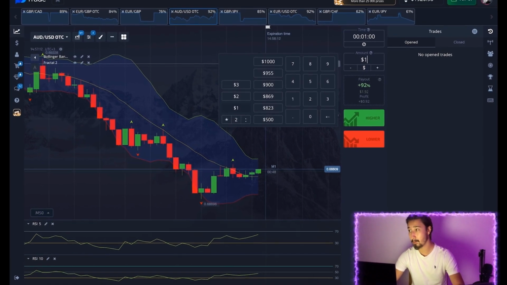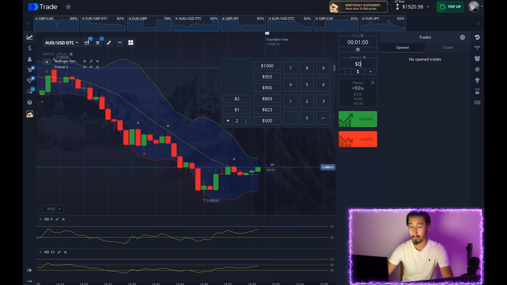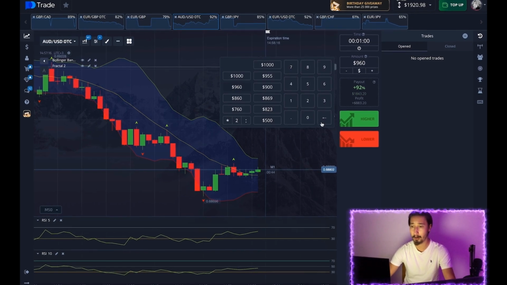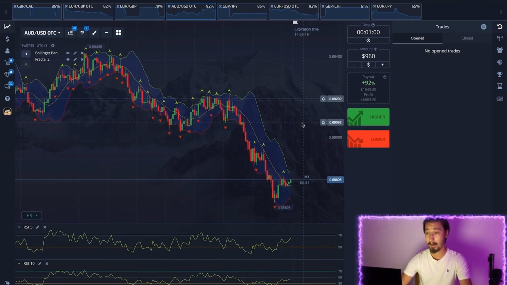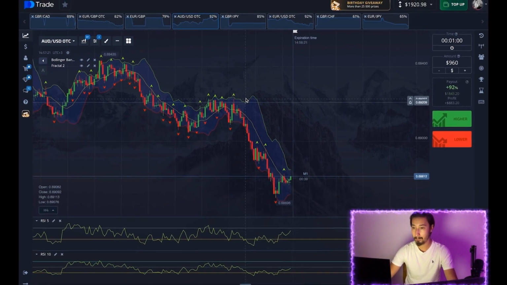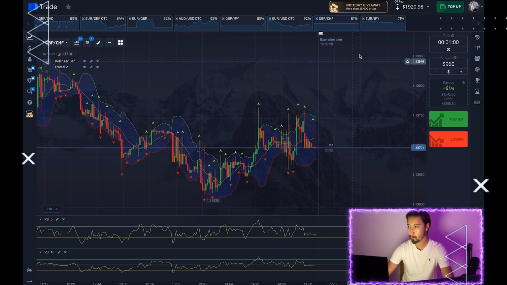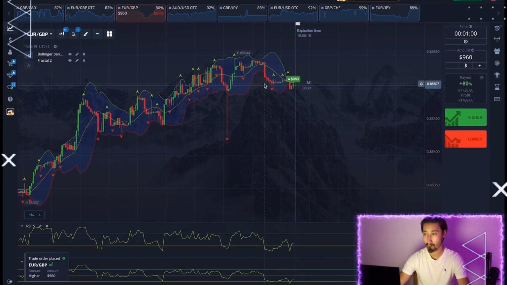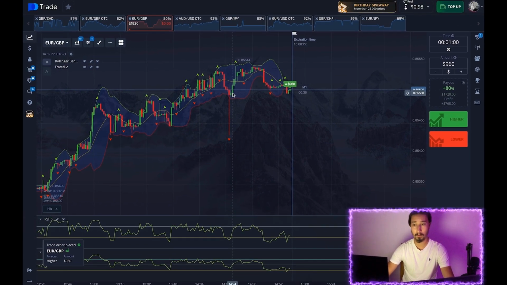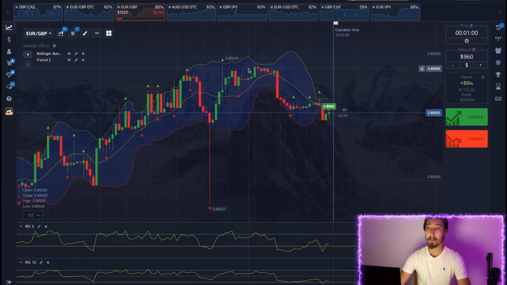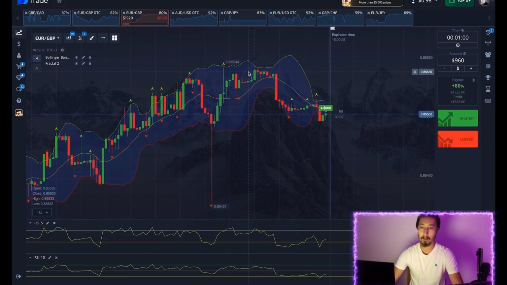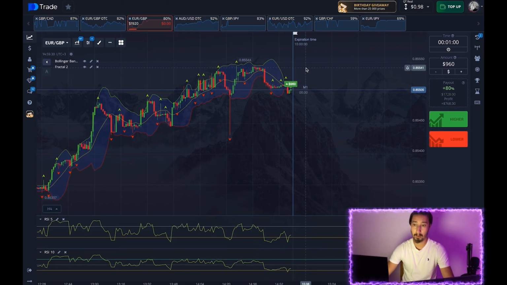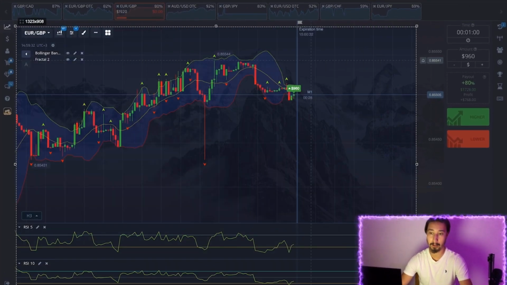I'll change the amount. Let's bet $960 and open 2 positions. So let's see, what do we have? Okay, let's open here 2 long positions again. The movement on this currency pair, like the previous one, has a fairly stable upward dynamics, and the opening occurs in the direction of the trend.